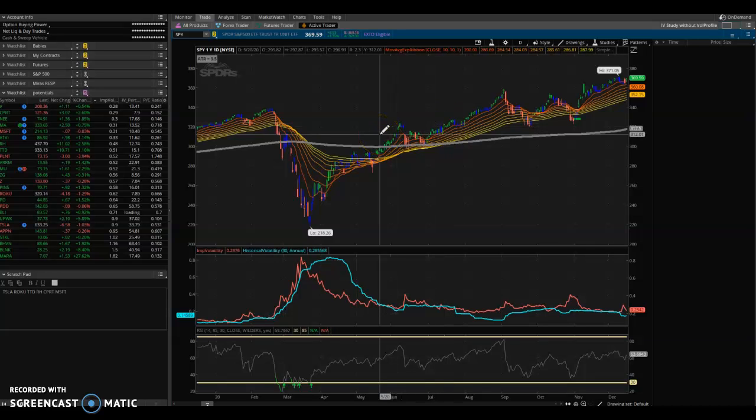You can read about that on stockcharts.com. They have a nice tutorial, but essentially it gives you a sense of when the stock is starting to turn in a certain direction. IV and HV you can set up, and I'll show you that in a moment. And then RSI, just showing overbought and oversold conditions.